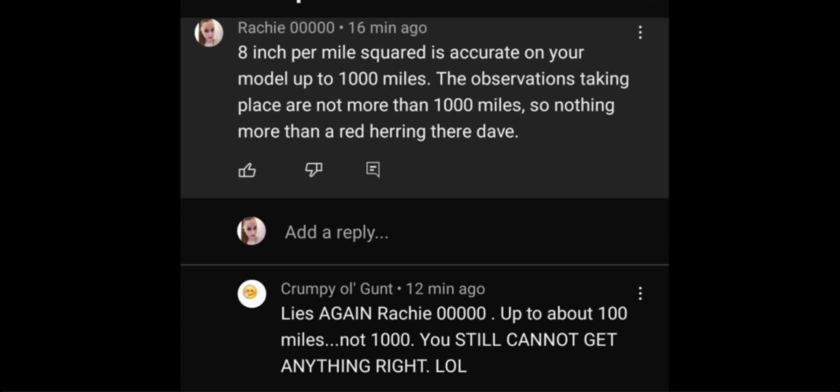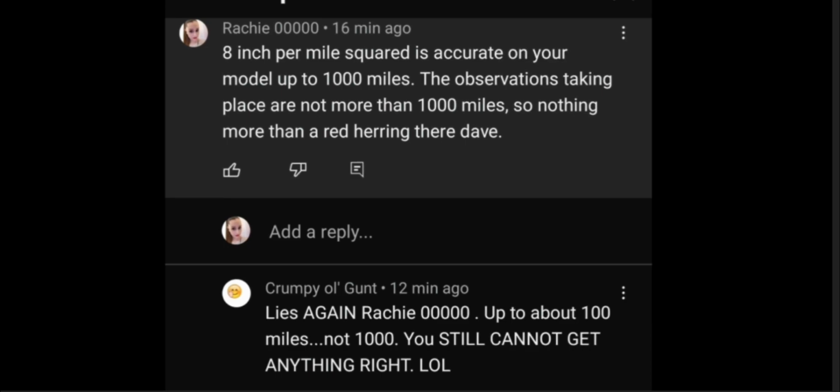8 inch per mile squared is accurate on your model up to 1,000 miles. The observations taking place are not more than 1,000 miles, so nothing more than a red herring there, Dave. That's about Professor Dave saying that the observations that are being made cannot work with 8 inches per mile squared because it's a parabola and blah blah blah.